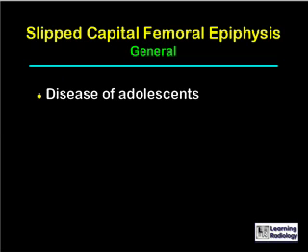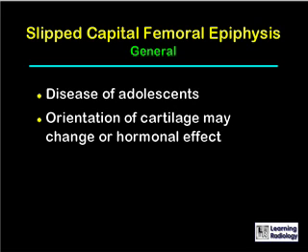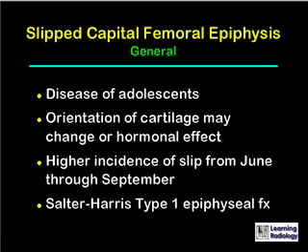Slipped capital femoral epiphysis, or SCFE, is a disease of adolescence. This may be due to a hormonal effect that occurs in adolescence. Some postulate there is a reorientation of the cartilage at that age. There is a higher incidence of slipped capital femoral epiphyses from June through September. And this is, remember, a Salter-Harris type 1 epiphyseal fracture.